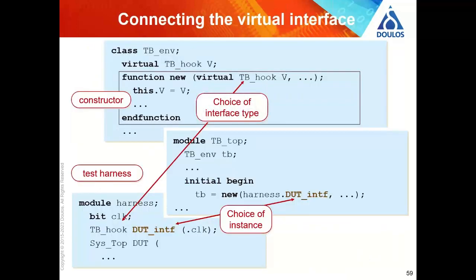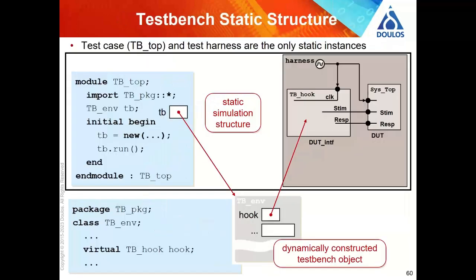So here's the bit where we're connecting things up. At the top level, we've got our environment class that takes the virtual interface as a constructor argument. We've got our TB top that instantiates the environment and passes in a path to the actual interface, which is sitting inside the test bench. Okay, so that completes it. If you're attending this afternoon session, we'll revisit this when we have a look at how that works. Okay, so that's our basic structure.